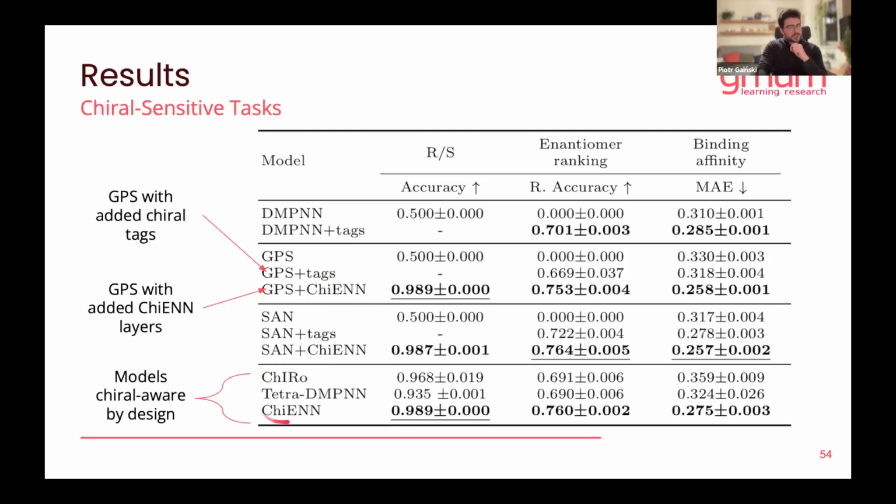And here we have models that are directly designed to be chiral aware. So it's Tetra, DMPNN, and ChiENN. And here we have results. So it seems that using ChiENN instead of chiral tags is always better, except for the first task, when the task was to predict the chiral tag.